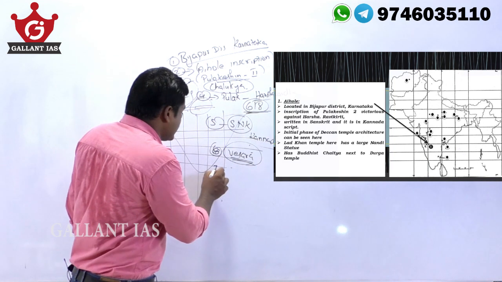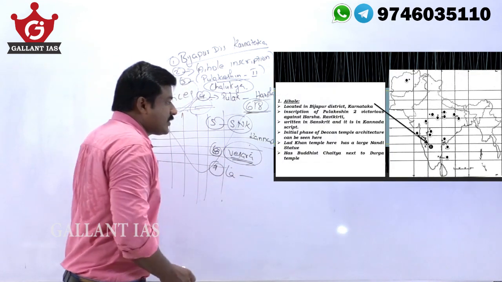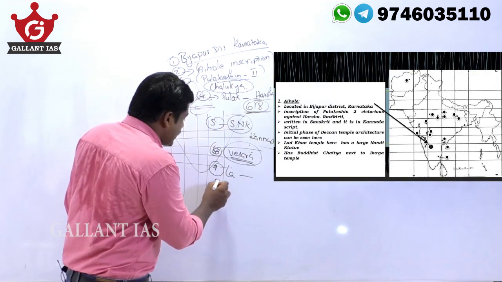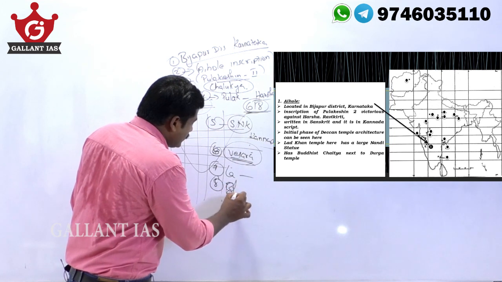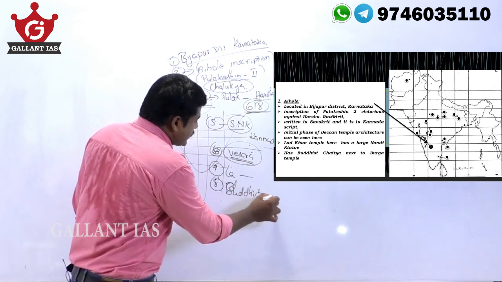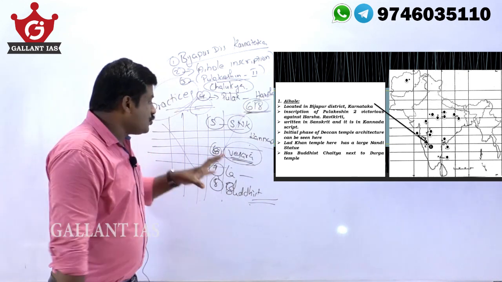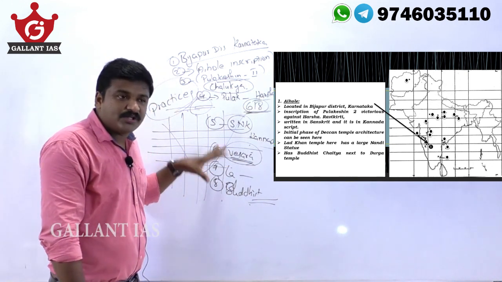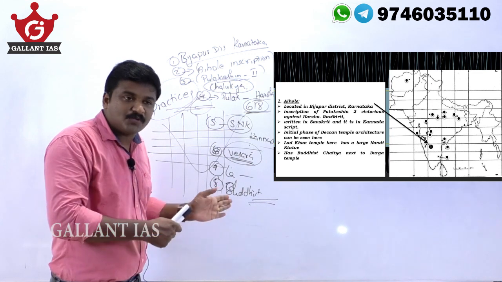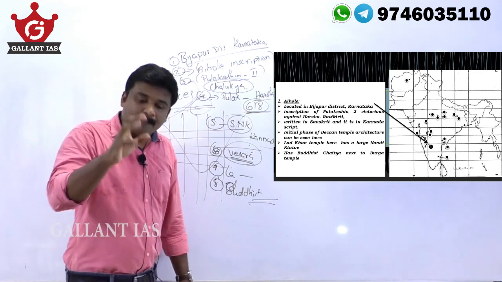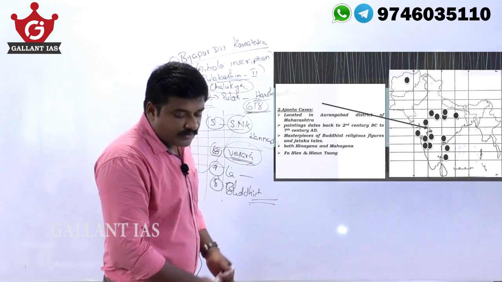Also, it has the Ladkhan temple. Also, it has Buddhist chaityas. Chaitya means a prayer hall for Buddhists. So these are the features which I have written. Actually, this many points are not required, but I am giving this much which is helpful for your prelims preparation also.